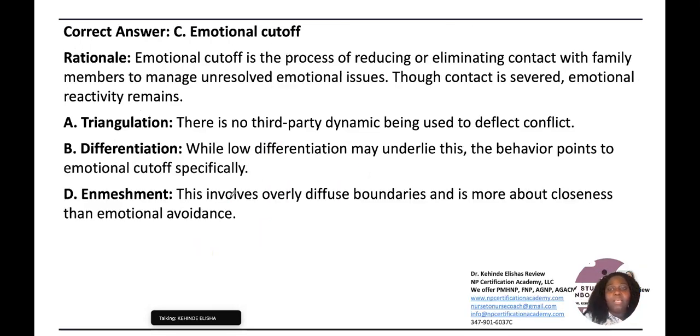C, final answer. Emotional cutoff is a process of reducing or eliminating contact with family members to manage unresolved emotional issues. Though contact is severed, emotional reactivity remains the same. Triangulation: there is no third-party dynamic being used to deflect conflict. Differentiation: while low differentiation may underlie this, the behavior points to emotional cutoff specifically. Enmeshment involves overly diffuse boundaries and is more about closeness than emotional avoidance.